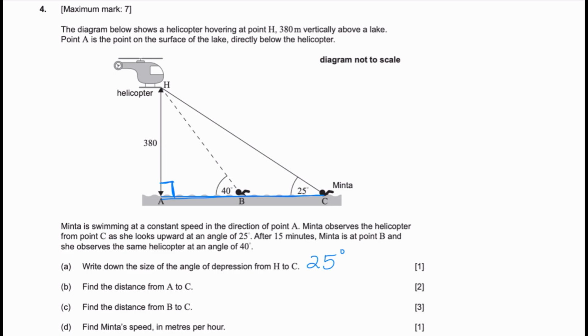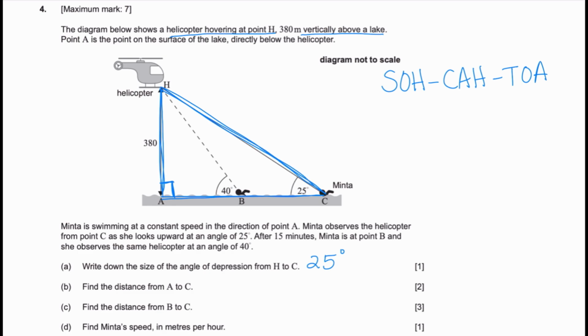But in this particular case, because it says the diagram below shows a helicopter hovering at point H, which is vertically above a lake, that means that we are safe to assume that that is going to be a right triangle. When you have a right triangle, you can use sine, cosine, tangent to be able to answer these questions. Or you can use the Pythagorean theorem, a squared plus b squared equals c squared. However, in this case, here is my right triangle, okay? It's this big outer triangle right here.